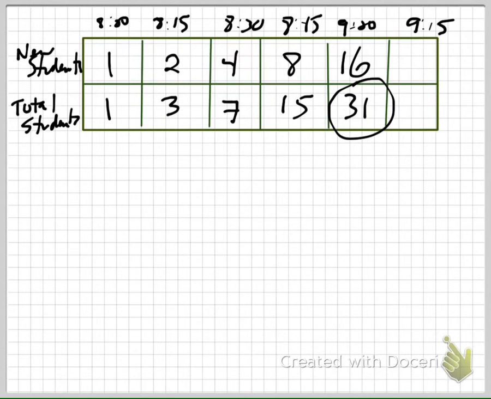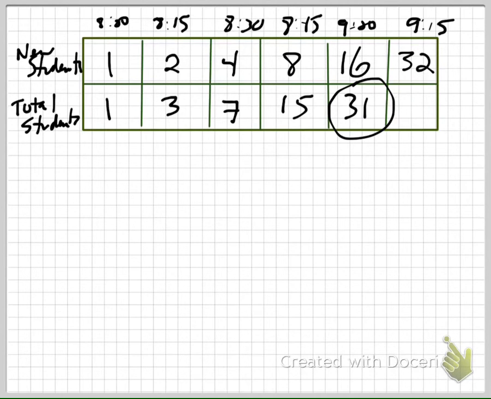How many total students know the news at 9:15? Do the math right now. Total students, Jade? 63. It is 63. How did you get that? How many new students are there at 9:15 that know the news? 31. Oh, wait, 63. How many total new students at 9:15? New students know the news? 32. Oh. And then you add these two.